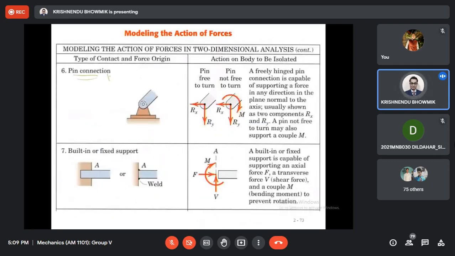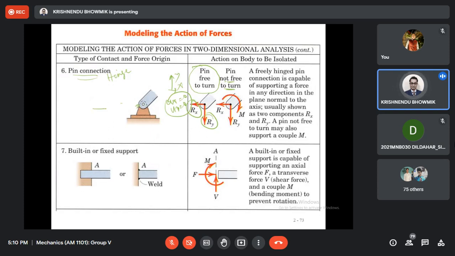Now pin connection, pin means hinge. Hinge, this is x, this is y, so ux equal to 0, uy equal to 0. That's why there will be two reactions like Ry, Rx. Now question is this way, if the pin is free to turn, and it is telling that pin is not free to turn. If it is not free to turn, you can do many ways. Maybe additional.